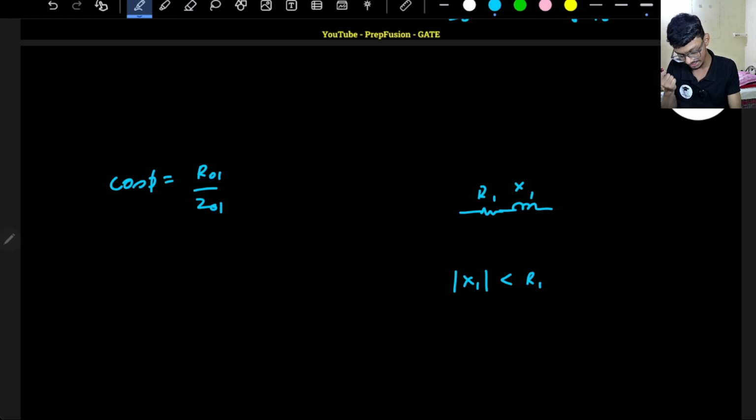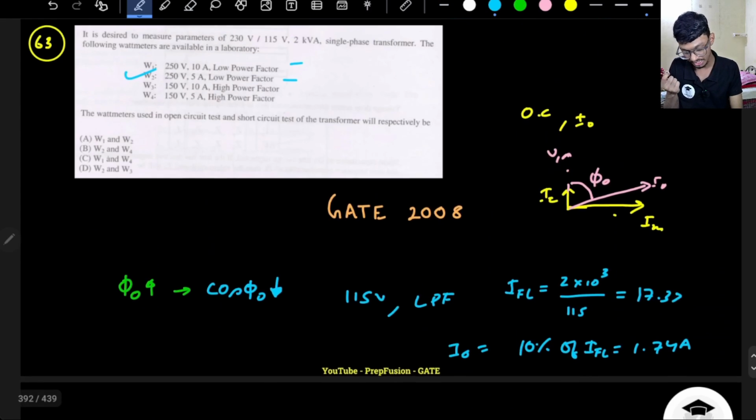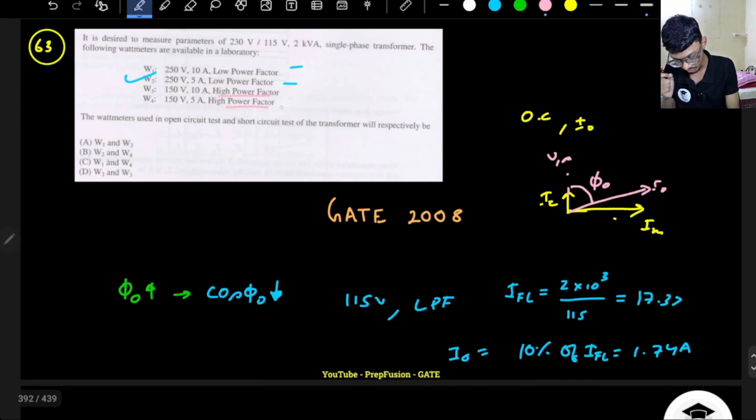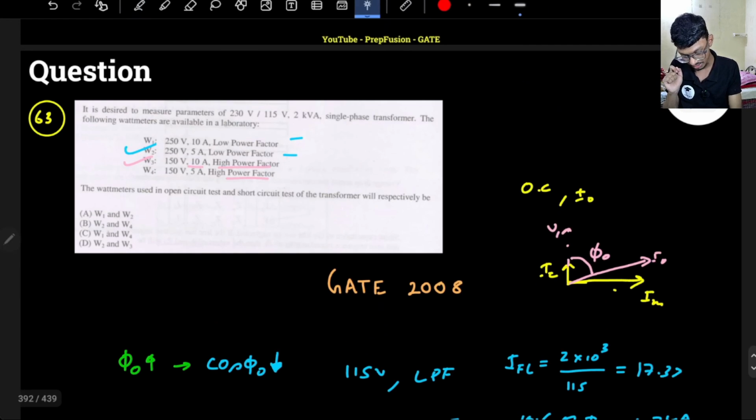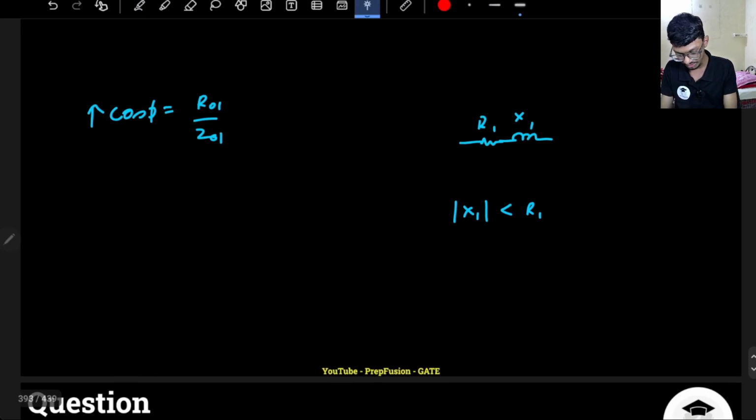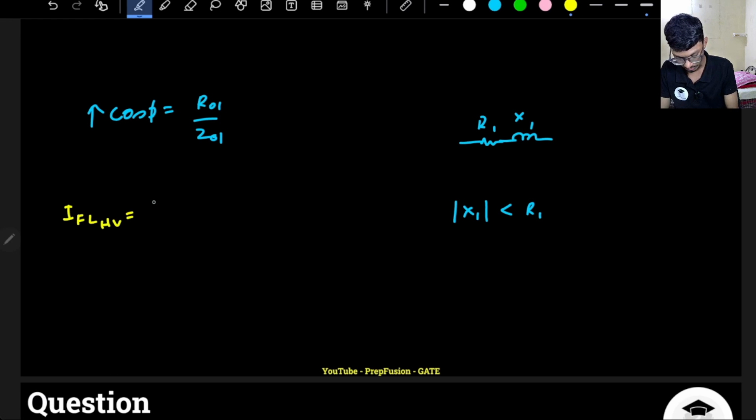So generally here, power factor will be high. So I will choose a high power factor wattmeter. So either this one or this one. In this case, I will actually choose the higher ampere rating. Voltage rating I don't care, because voltage rating anyways will be low, but I will have to choose a higher ampere rating. Why? Because this test will be performed in the high voltage winding, and in the high voltage winding, what is the full load current? The full load current will be 2 kVA divided by 230.